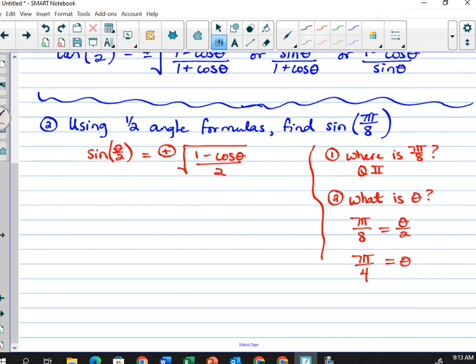So we use the 7 pi over 8, which is the theta over 2, to pick positive or negative. But then, do you see in the formula how it's just theta? That's what you're using to evaluate this side of it. So we have positive square root of 1 minus cosine 7 pi over 4, because that's our theta, over 2. You with me there? Then it's just simplifying and algebra and all that good stuff.